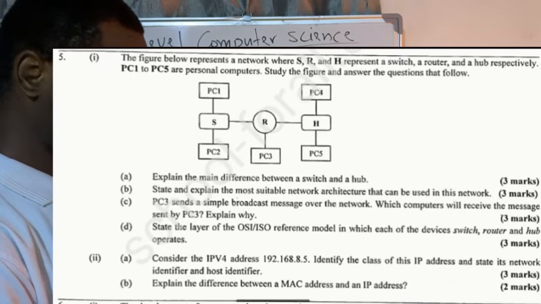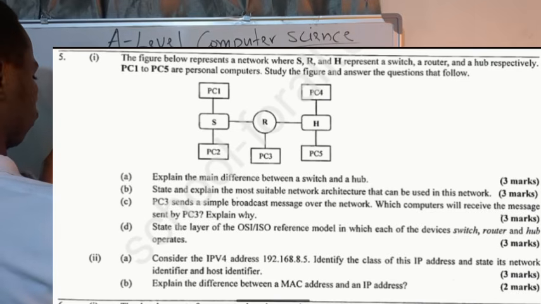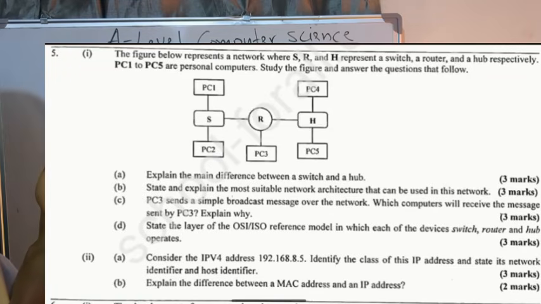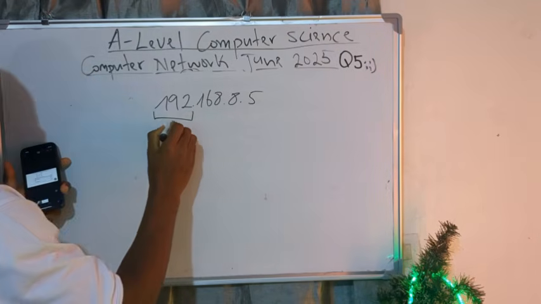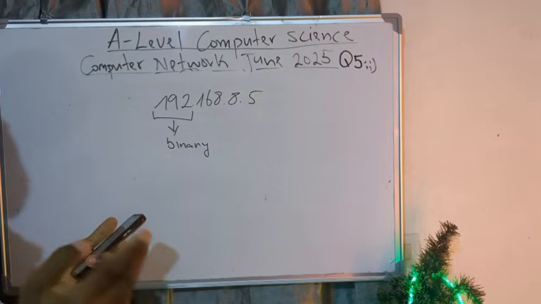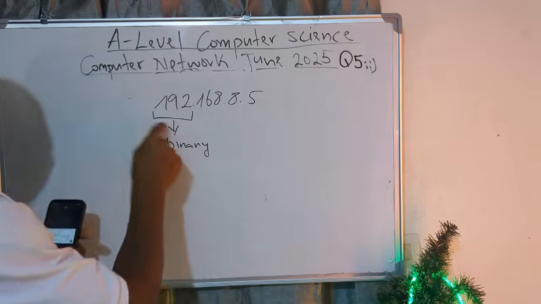Question 2a, they say, consider the IPv4 address 192.168.8.5. Good. So consider the IP address, identify the class of this IP address and state its network identifier and host identifier. So first part, identifying the class. Now what did I say concerning the class? That you should take the first number of your IP, convert this number to binary, then identify the first bit, or the first 2 bits, or the first 3 bits to determine whether it's class A, B, or C. Now let us convert this to binary.